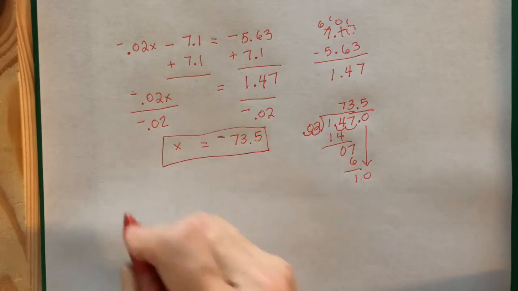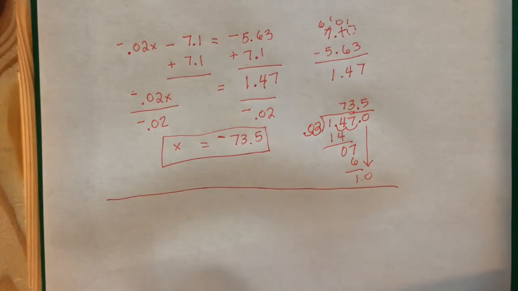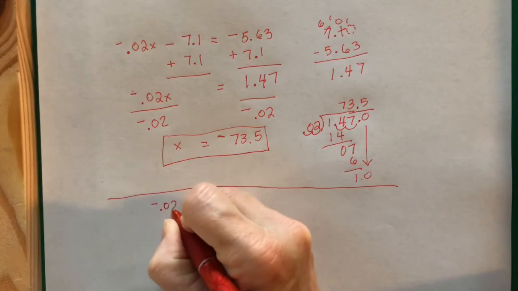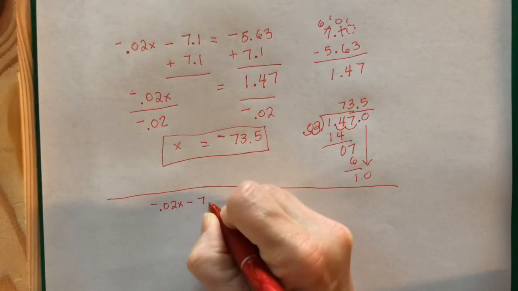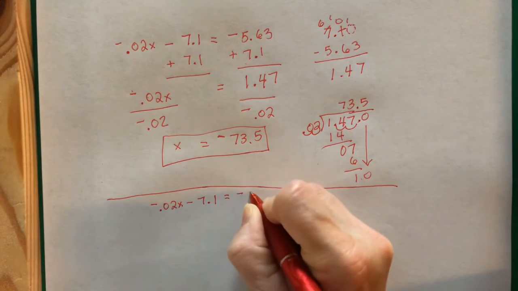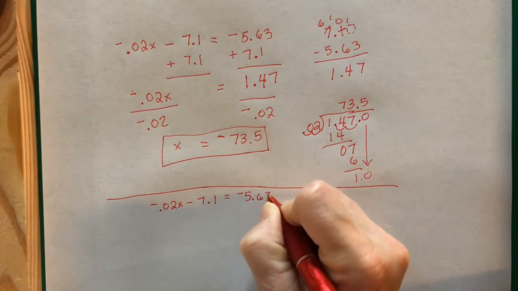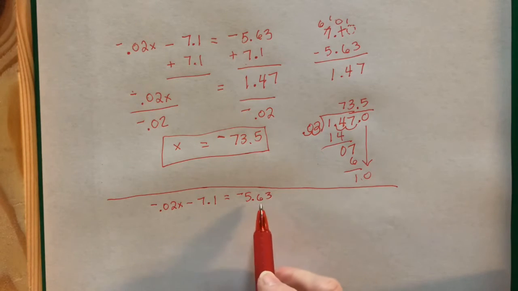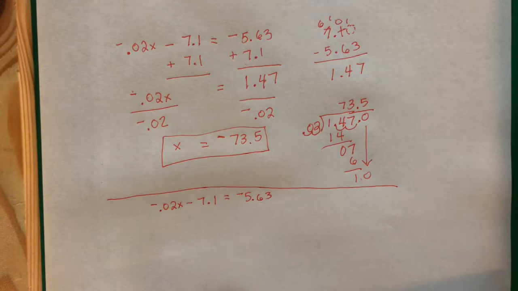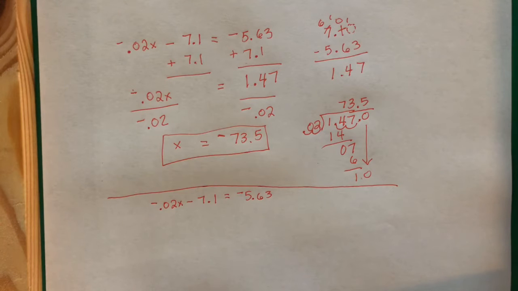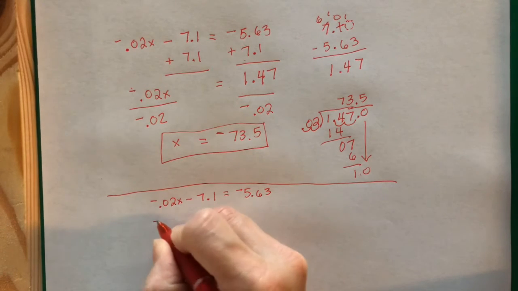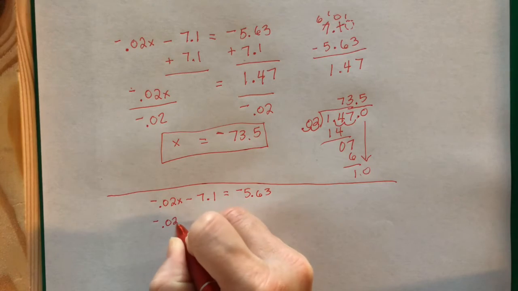Now we need to check this answer. So I write the original problem, negative 0.02x minus 7.1 equals negative 5.63. You might want to stop the video and see if you can check it yourself. Okay, I hope you did that yourself, and let's see what happens when we do it together.